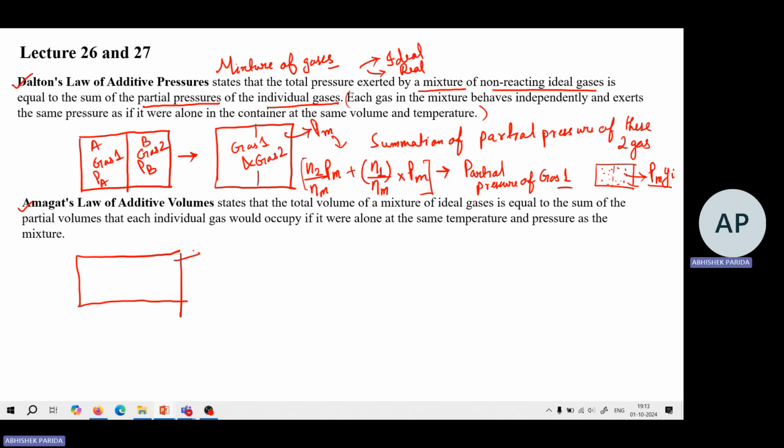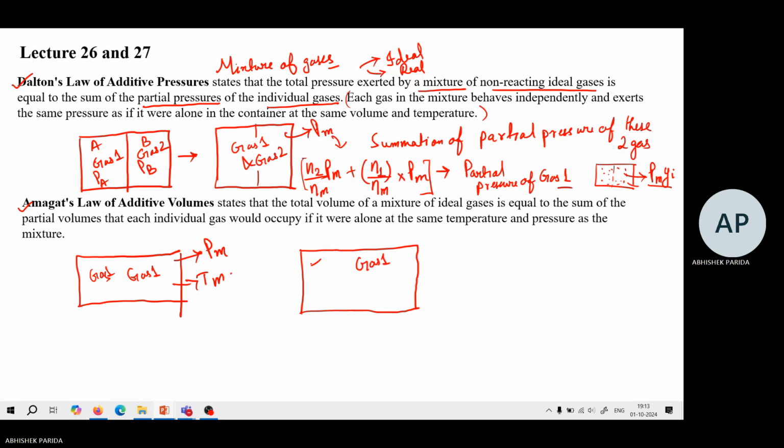For example, this is a mixture of two gases, and the pressure is PM, temperature is TM. Let us say there is some amount of gas 1 and gas 2. Within this same volume, the temperature and pressure are the same. If only gas 1 is there, then it will also acquire the same volume.